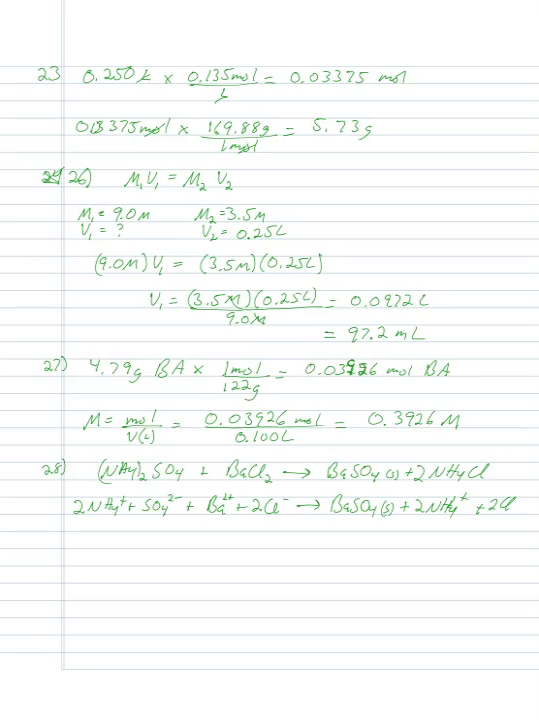Let's see. How about number 30? Okay, so for 30, we're combining aqueous solutions of barium iodide and K2SO4, and we get a precipitate of BaSO4. Okay, so we don't have the barium, that's in the solid. We don't have the sulfate, that's part of the solid.